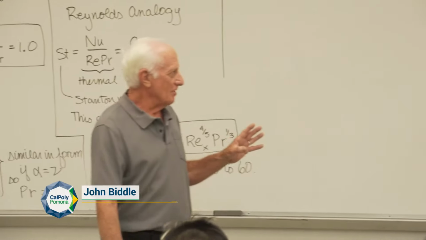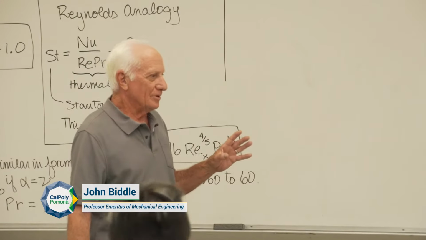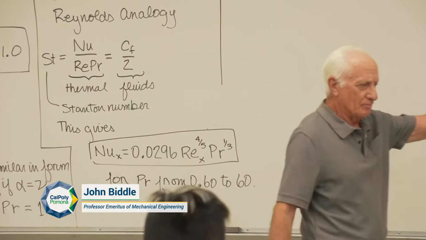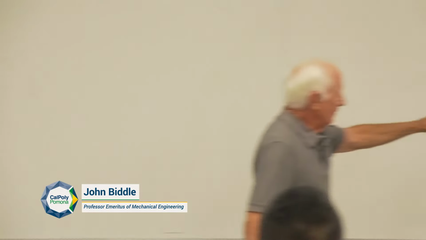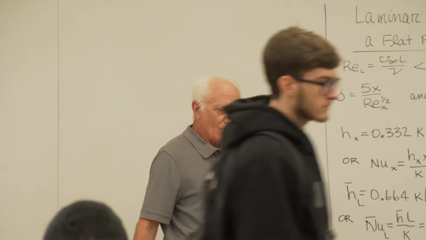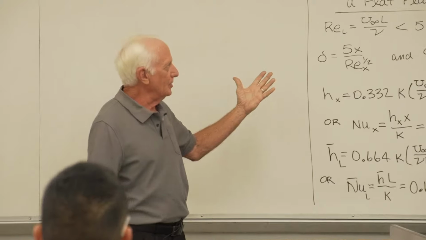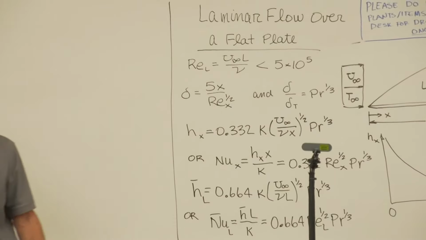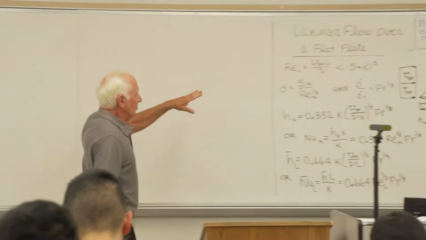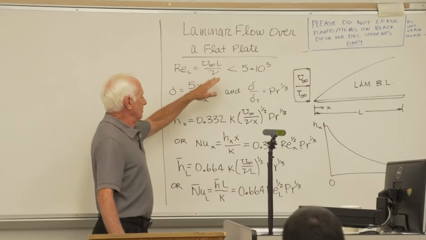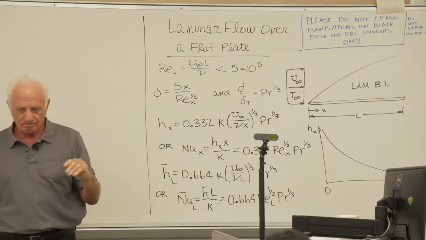Go back to where we left off last time. This was on the board pretty much last time we met, but I just want to put it on there again to go over this part for laminar flow. We're looking at laminar flow over a flat plate. Laminar flow will occur, of course, we said, when the Reynolds number is less than 500,000.